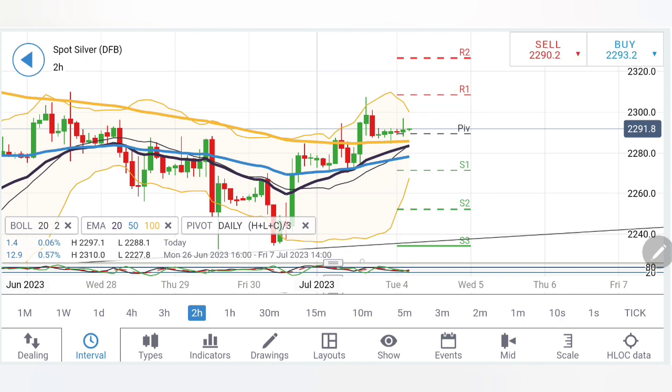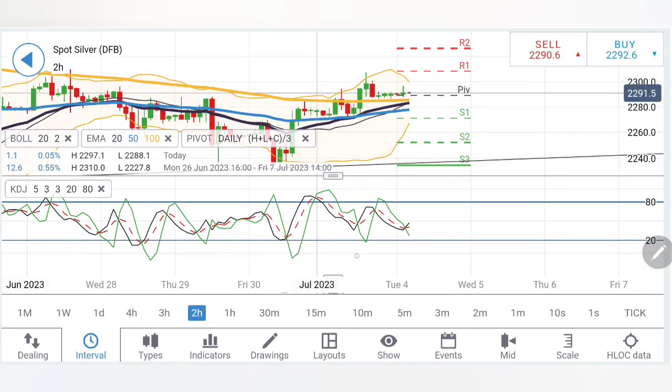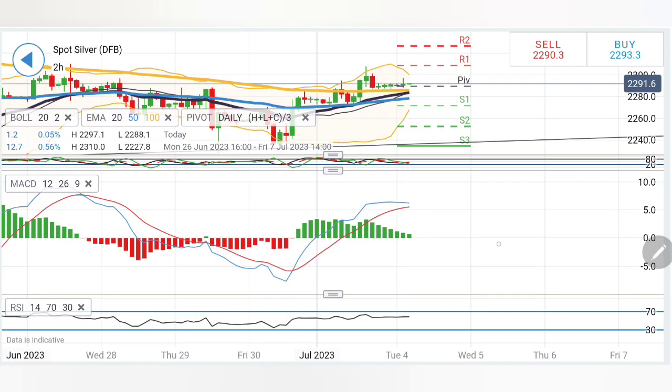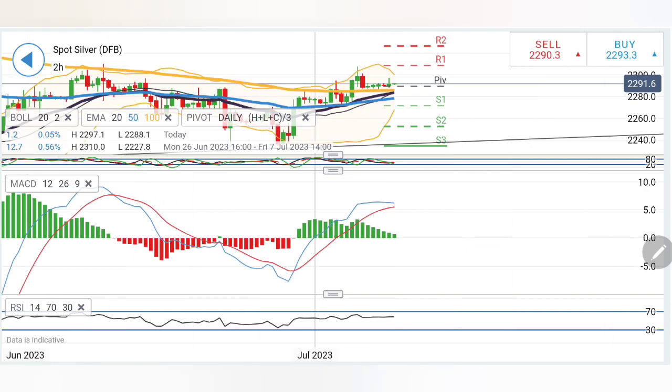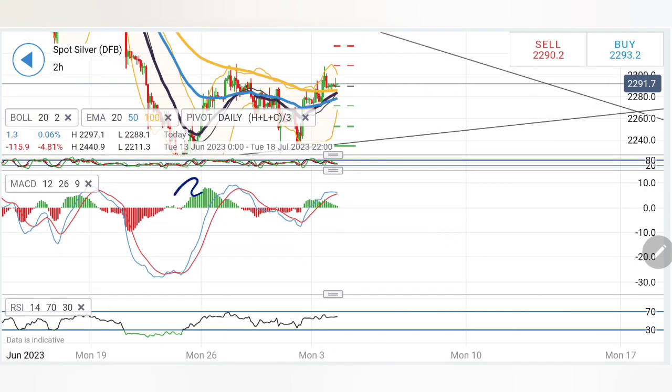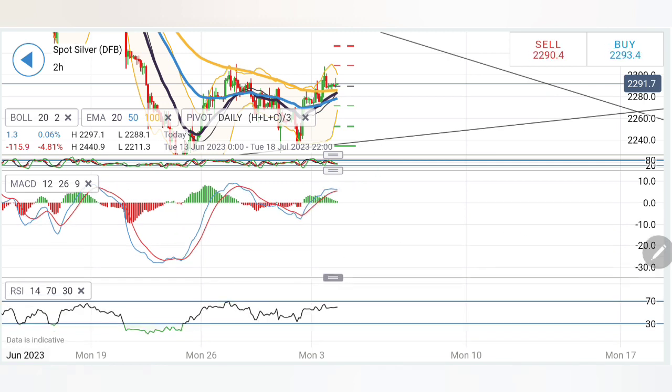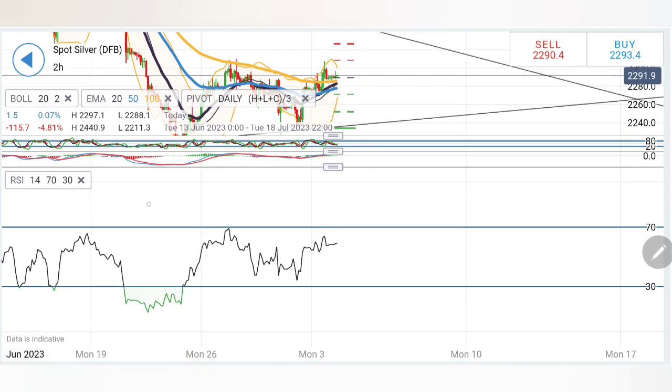I'll show you on the daily charts also. Stochastic has dropped and now seen a rise. The MACD, now look at the MACD. One important point on the MACD: after this V-shaped recovery, this is the first wave. I will wait to see which direction the second wave takes. As of now, it is about to start the second wave.